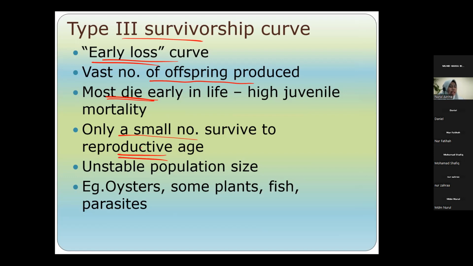Usually this kind of organism living in unstable population size. That is open with predation, sangat terdedah kepada predation and so on. Okay, example of organism with this type of survivorship curve are oyster, some plant, fish, parasites. Okay, so these are type 3 survivorship curve. Campur lagi insects. So insect also have type 3 survivorship curve. Okay, done copy?